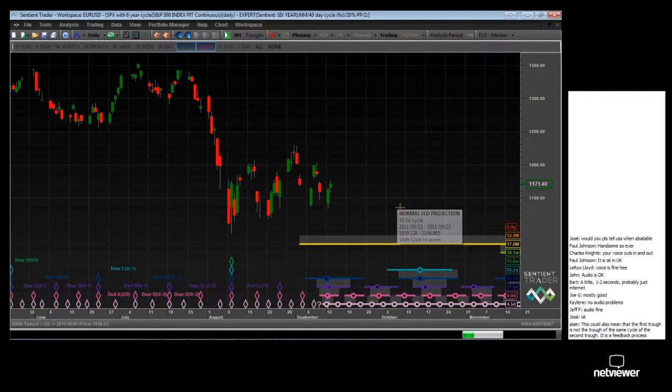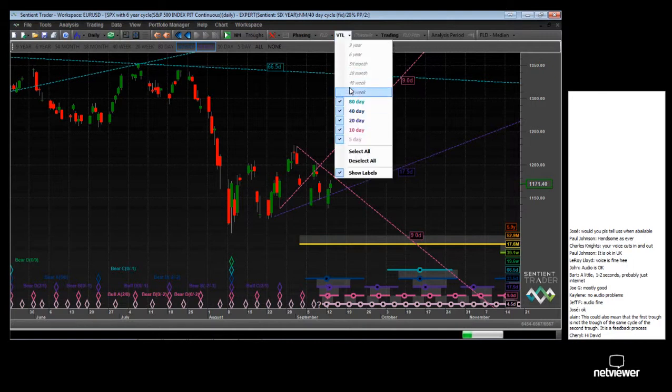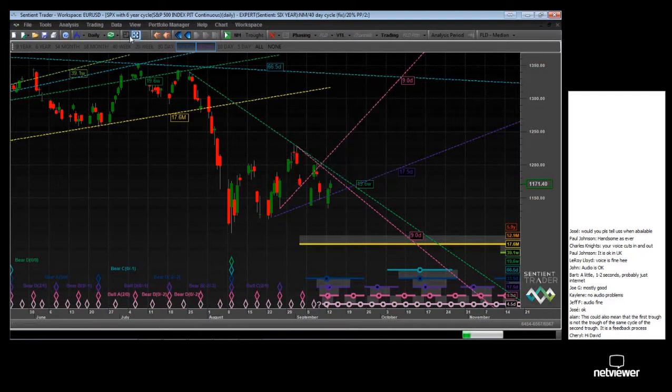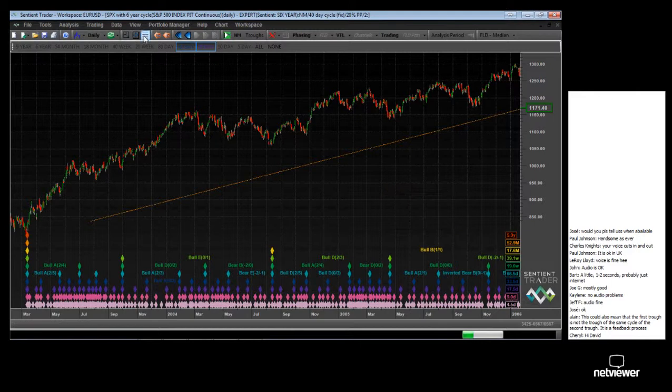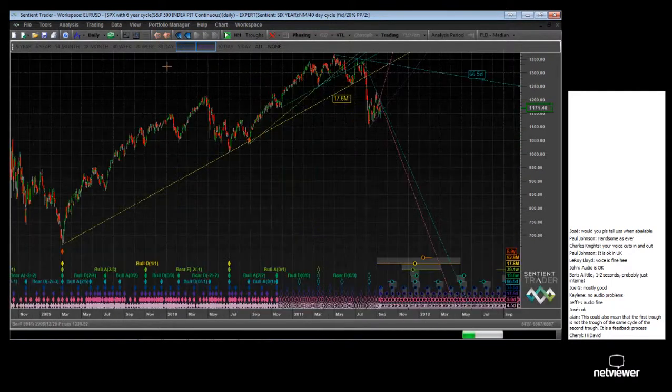Now, if all of this is sounding horribly complicated and you think, how on earth are you going to remember all this? It is only 3 rules, but nevertheless there's quite a lot to bear in mind. You really don't need to worry about it, because Sentient Trader, of course, draws valid trend lines for you. All we need to do is click on the VTL button. You can select which cycles you would like to see VTLs for, and we can see VTLs for all of those cycles. And let me zoom all the way out again.